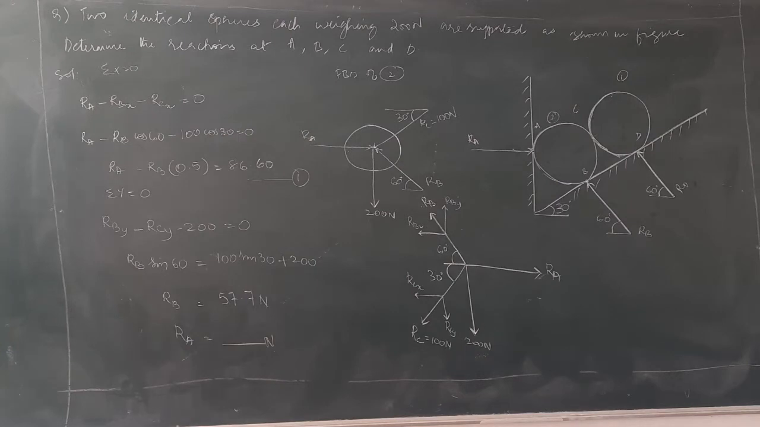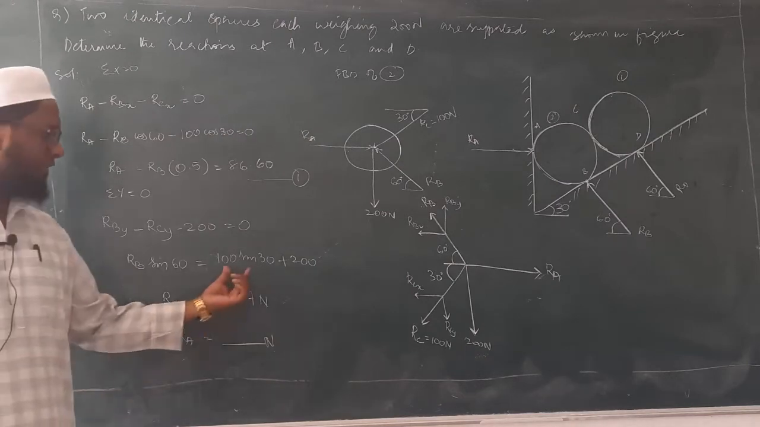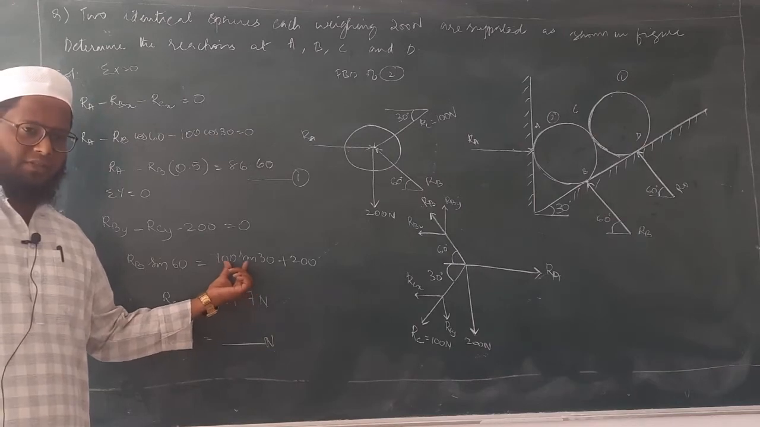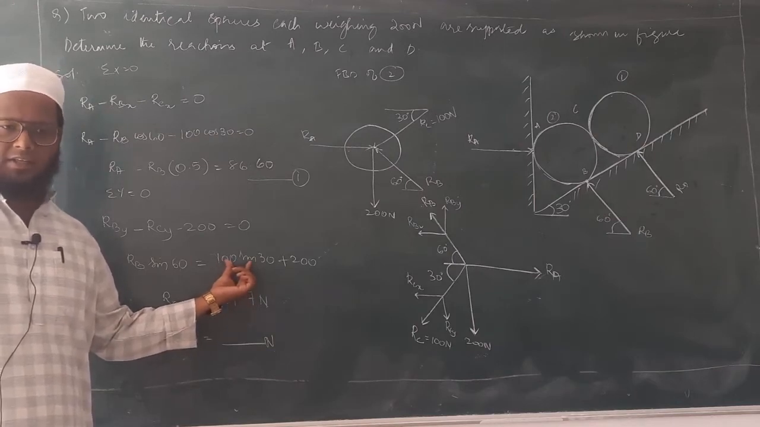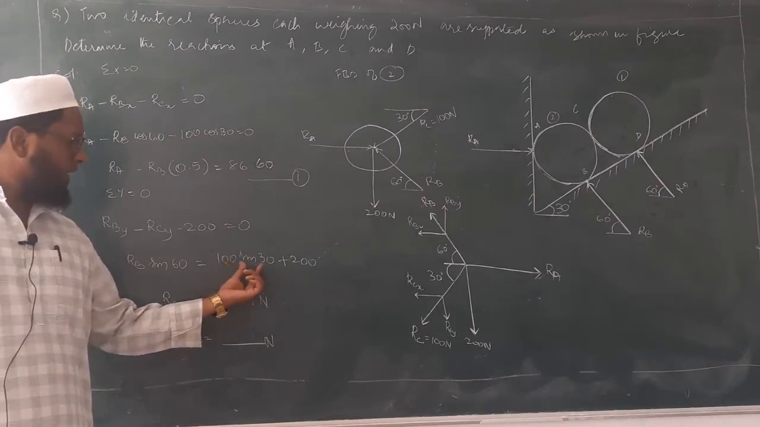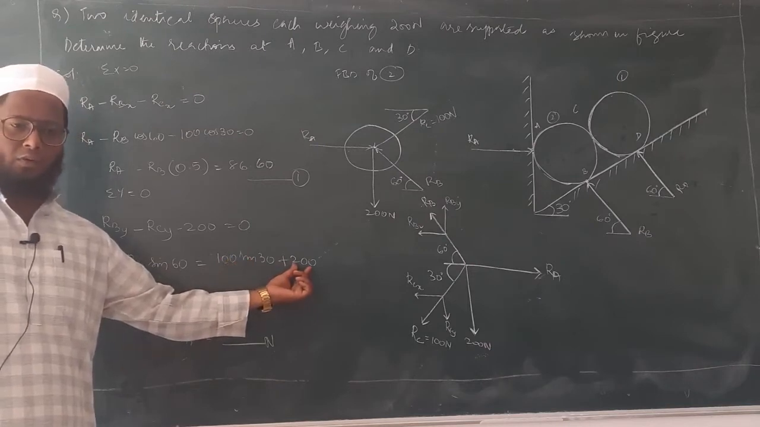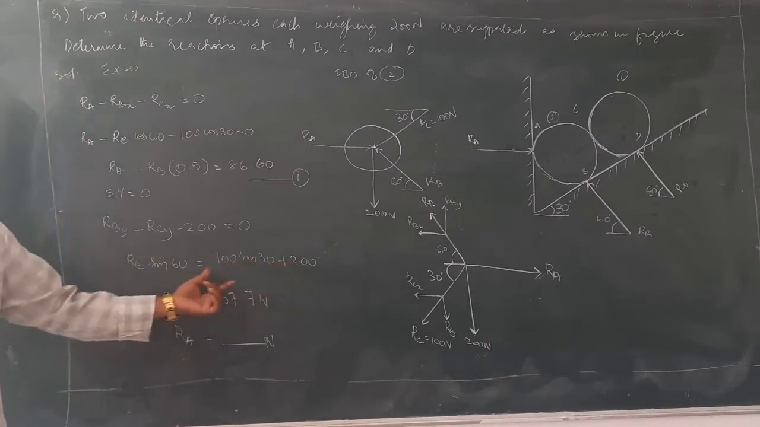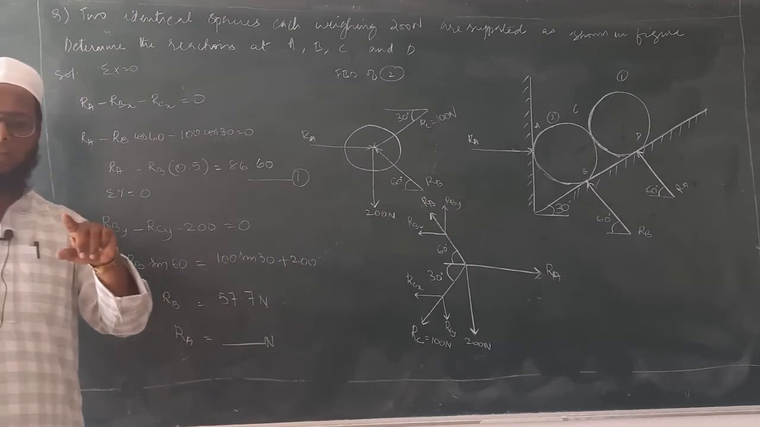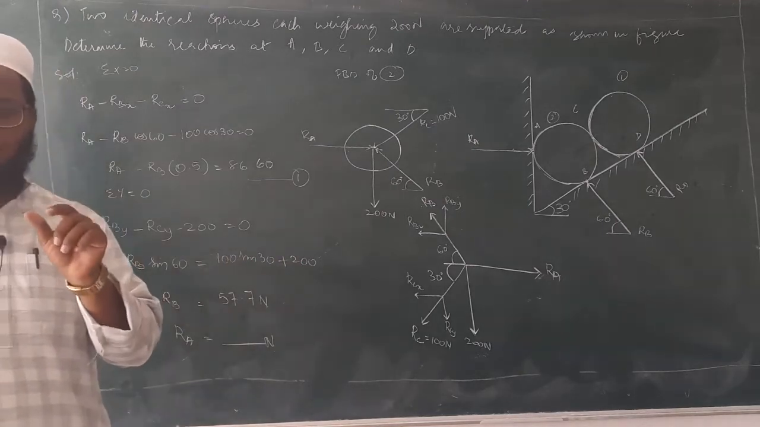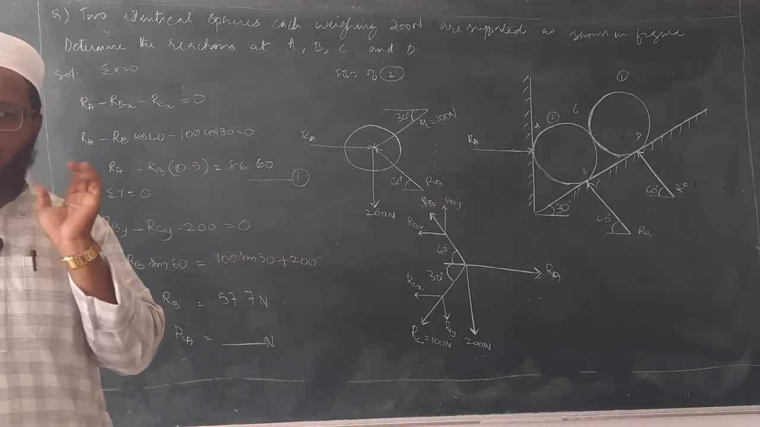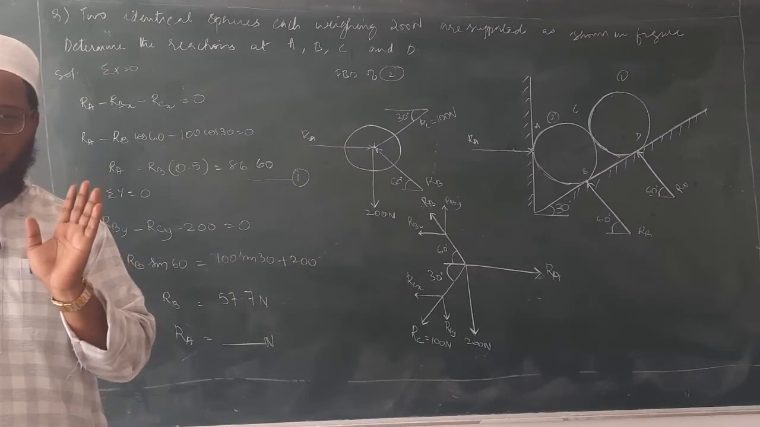Quickly calculate. See, the thing is, you have to calculate separately. First calculate 100 into sine 30, that is 50. 50 plus 200 is 250. Okay, 250 divided by sine 60. See, the hierarchy of the calculator will be different. What do you mean by hierarchy?